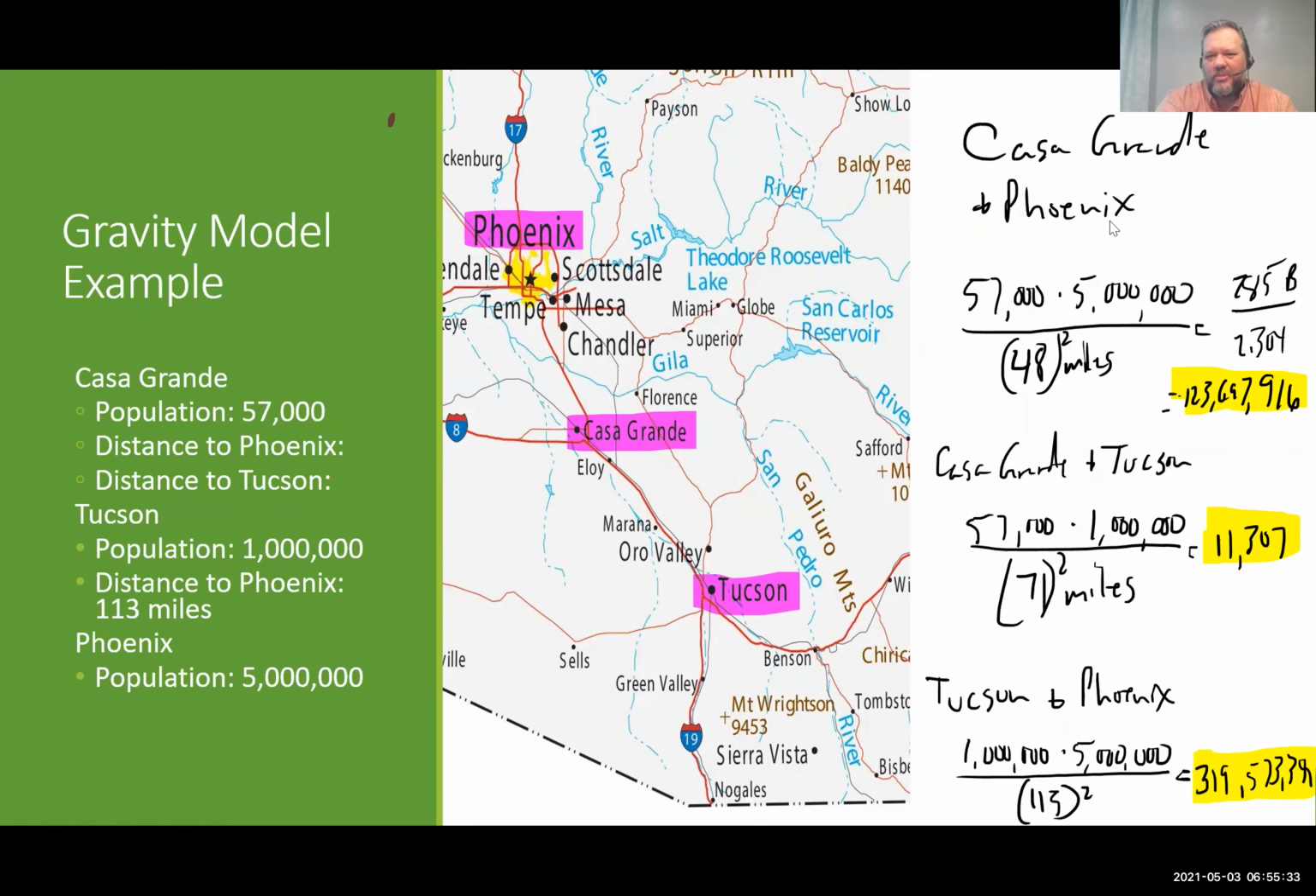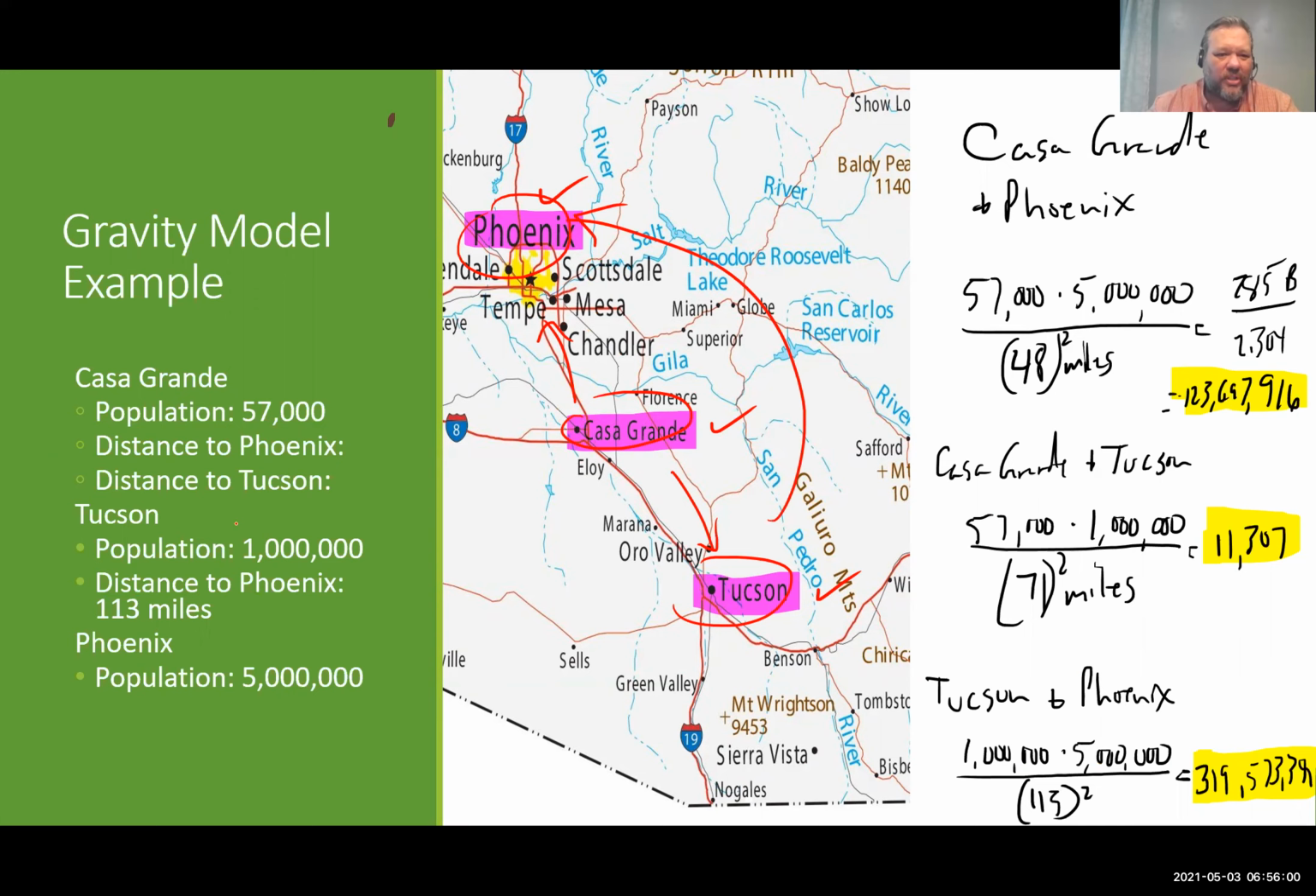So I did this. Let me see if I can move myself real quick. So, just to kind of put this into use, if we're looking at 3 places like Phoenix here, Casa Grande here, and then Tucson here, how much flow is there going to be between Casa Grande and Phoenix, Casa Grande and Tucson, and then Tucson and Phoenix? All right. So which areas are going to have the most flow?